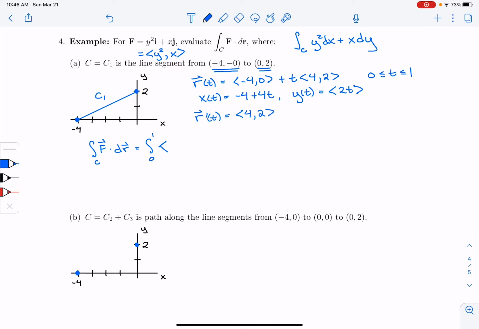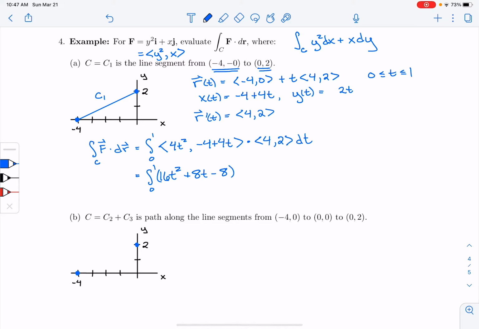So if I want to integrate y squared, then I'm going to be integrating 4t squared. And then x is -4 plus 4t. And now I want to dot that with r prime, which is ⟨4, 2⟩. And I want to integrate that dt. So here I'm going to integrate from 0 to 1, 16t squared, performing that dot product, plus 8t minus 8 dt.